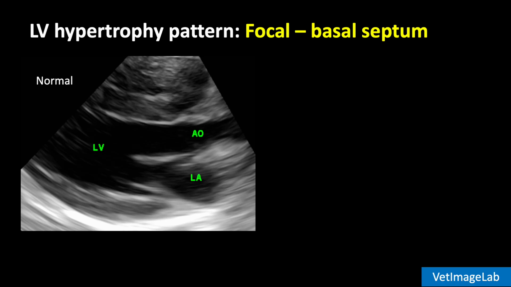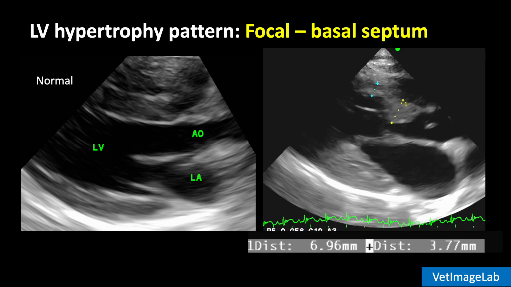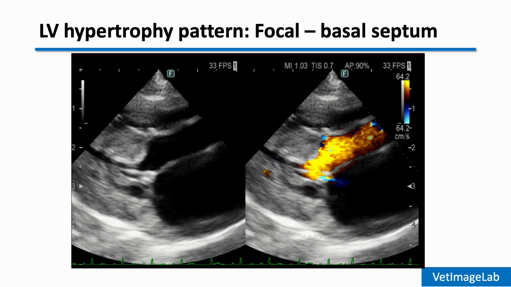Here is an example of focal hypertrophy involving the basal septum. Compared to a normal heart with symmetric wall thickness on the left, on the right, you can clearly see that the basal portion of the interventricular septum is thickened, approximately 7 millimeters, while the left ventricular posterior wall remains within normal limits.